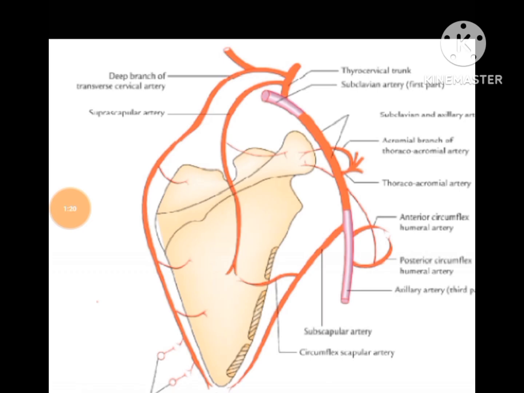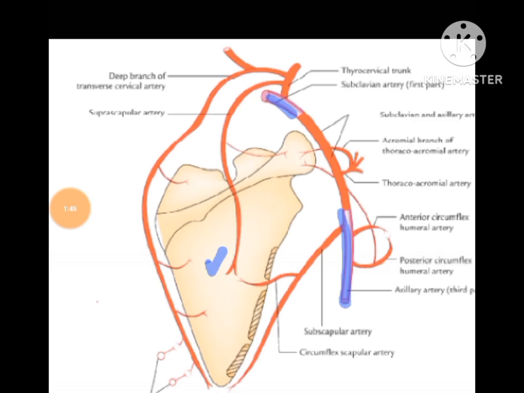Coming to the pictorial correlation, this is the subclavian artery. This is the first part of the subclavian artery. This is the axillary artery, the third part of the axillary artery. This is the second part of the axillary artery. And between the first part of the subclavian artery and the third part of the axillary artery, arterial anastomosis around the scapula takes place.